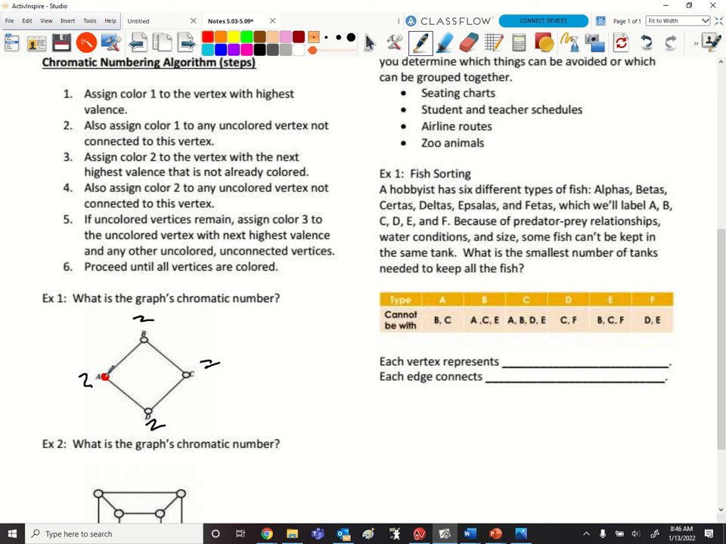Assign color 1. So in this case, color 1 is red to the vertex with the highest valence. Also assign color 1 to any uncolored vertex not connected to this vertex. So if I'm looking at this, connected to this one would be B, right? And D. B and D are both connected to A, aren't they? Say yes. Yes. So where else am I going to put the red? Over here, right?